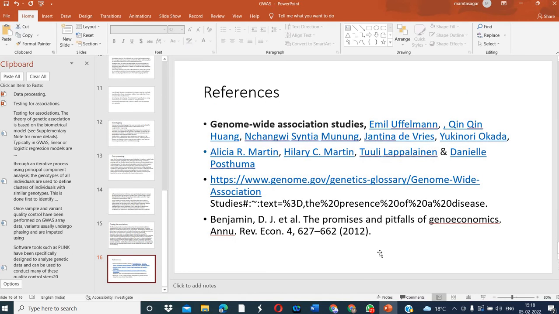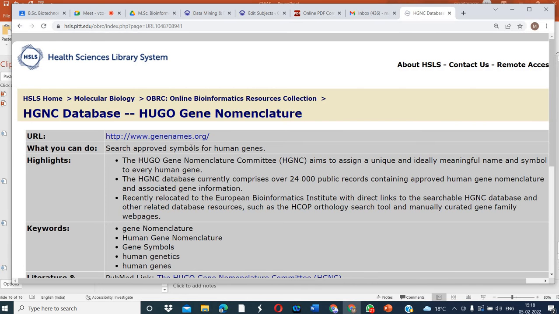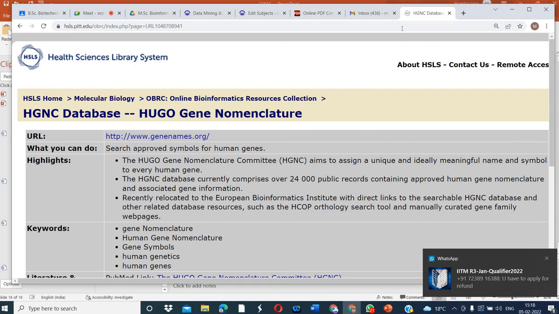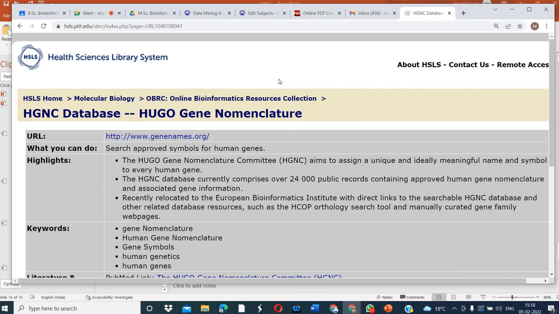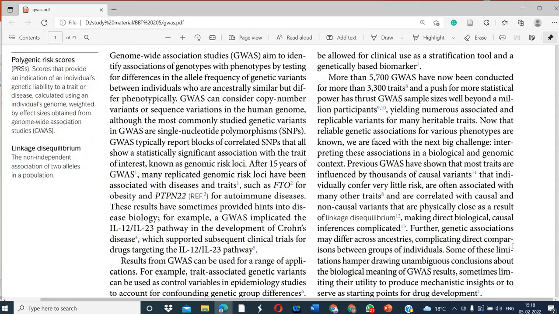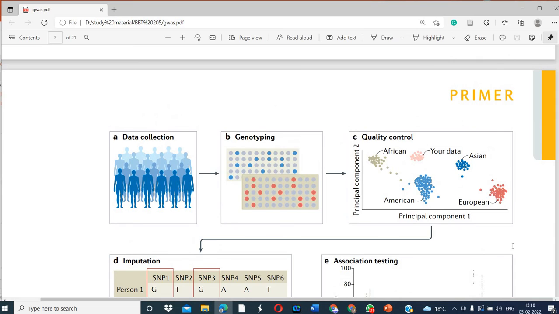So now we will see, I want to show the figure, actually. This is the Hugo. I want to show you. This is the lecture. I have also shown that figure. I have not pasted it because it is a large figure.